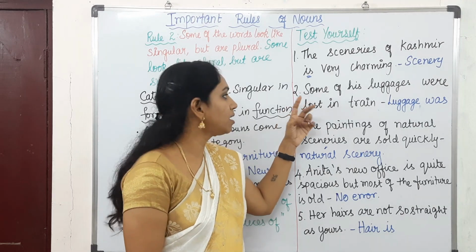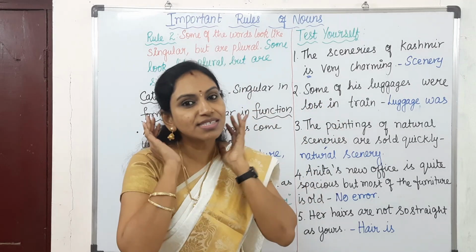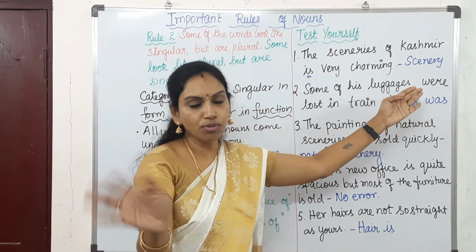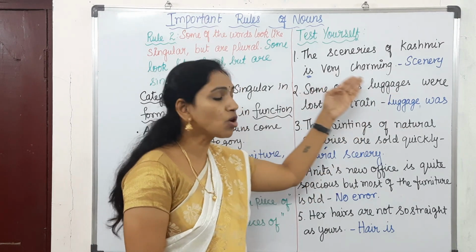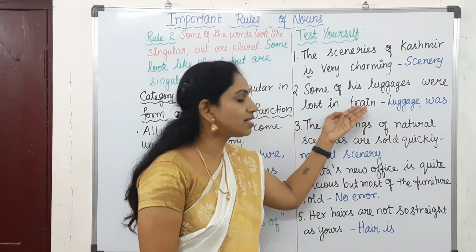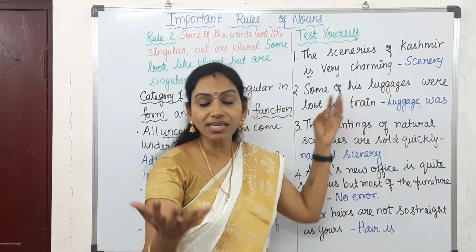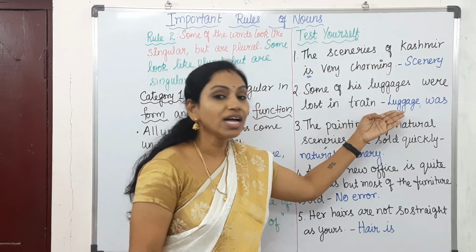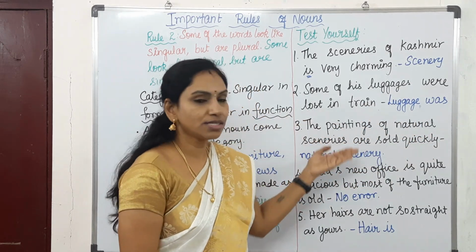Next, second example, some of his luggages were lost in the train. Some itself is plural only, and were is the plural form of past tense, so there is no error there. But luggages, it's a common noun. You cannot have luggages, isn't it? So, you should have luggage. Some of his luggage was lost in the train.